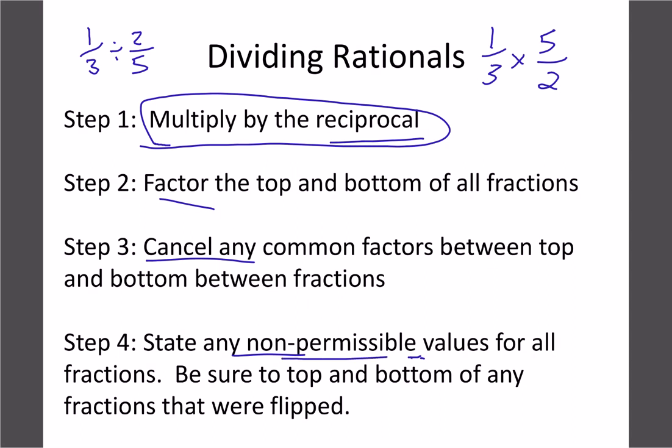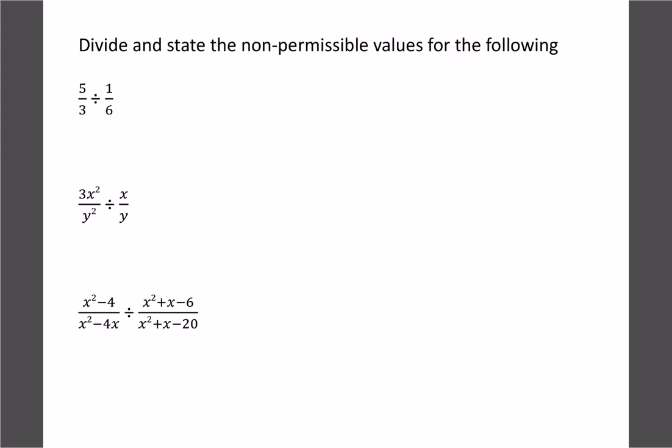There is one little trick with dividing with the non-permissibles, so we'll come back to that in a second once we look at some examples. So the first one, regular numbers again, so we would have 5/3 multiplied by the reciprocal, so 6 over 1. So with this one we can cancel a 3 out of each, so we'd have 5 times 2 would be 10, would be our final answer.